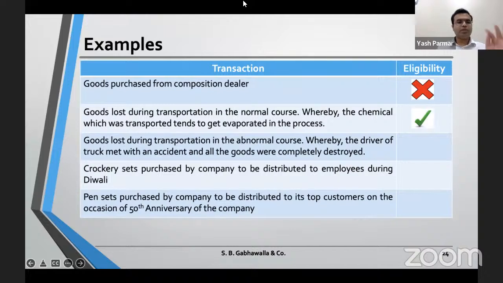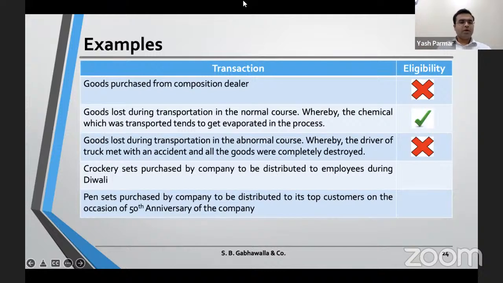Next example is goods lost during transportation in the abnormal course, whereby the driver of the truck met with an accident and all the goods were completely destroyed. So this is not a normal scenario. This is not a case whereby a chemical is getting evaporated. This is a case whereby the driver met with an accident and therefore all the goods were lost in transportation. In this case, the recipient of goods is required to reverse ITC.